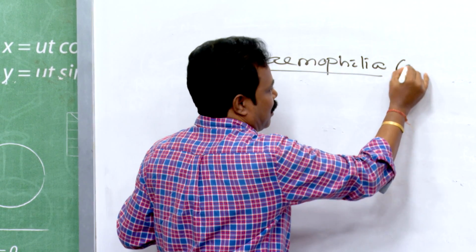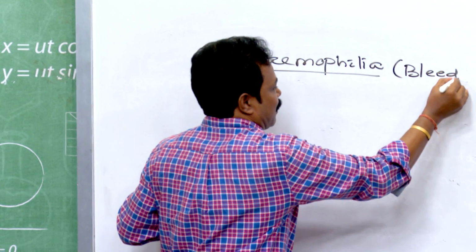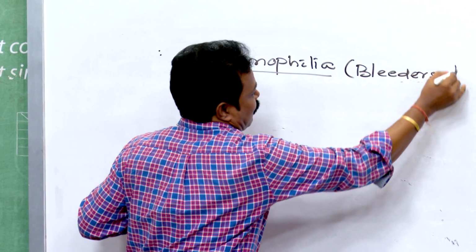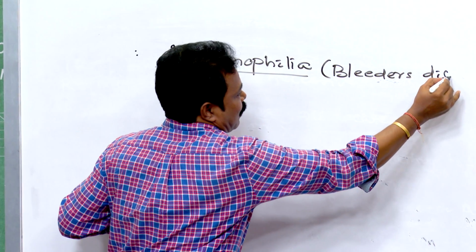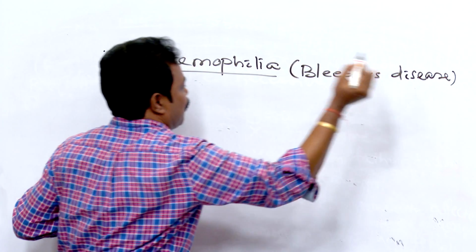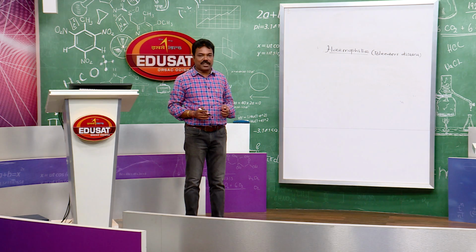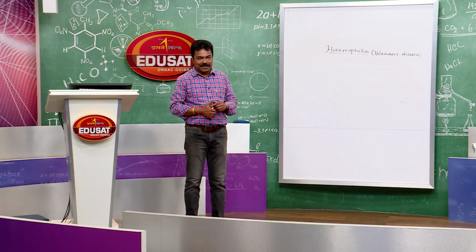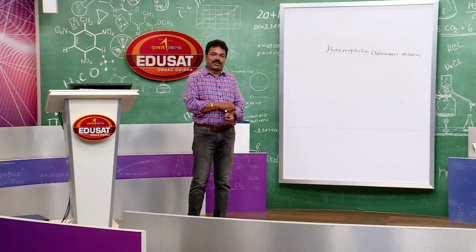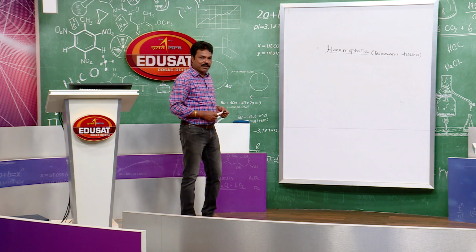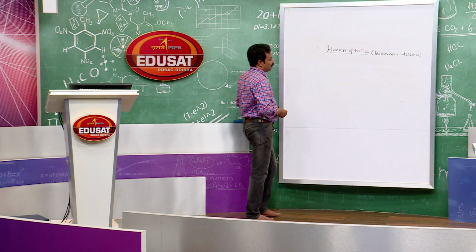Or that is also called bleeder's disease. This hemophilia is an inherited bleeding disorder due to deficiency of clotting factors.